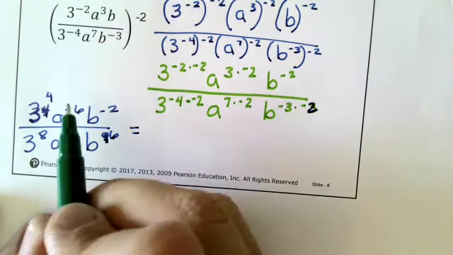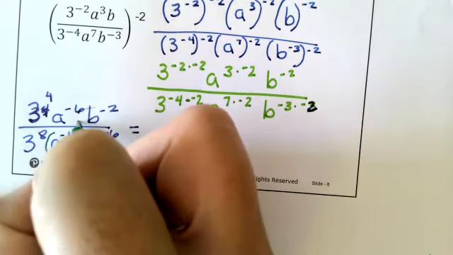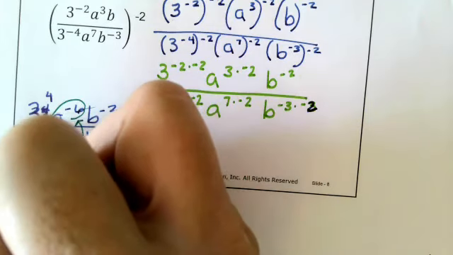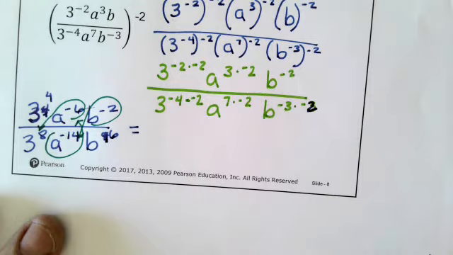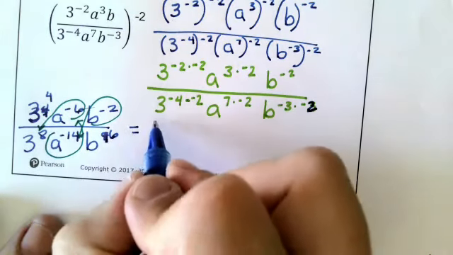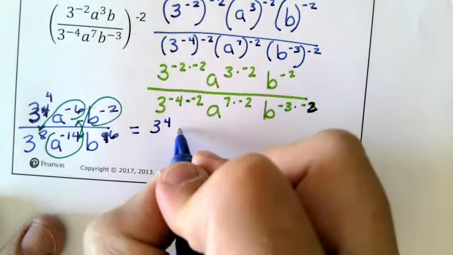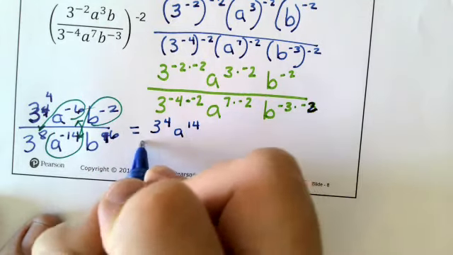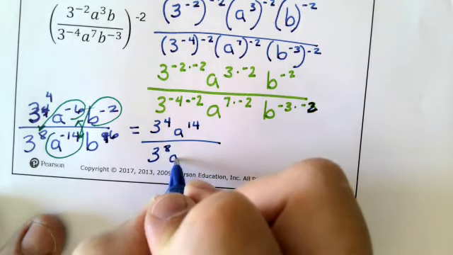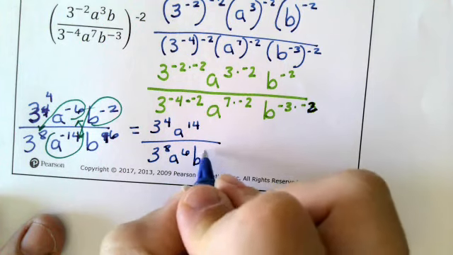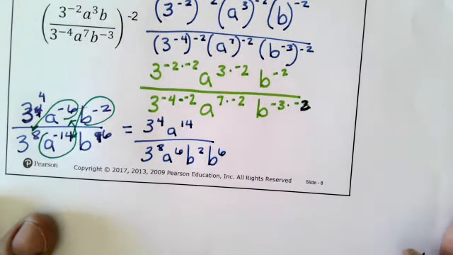And right now, since we only have one exponent for each base, now I can start moving them. I need to move this A up. I need to move this A down. I need to move this B down. Okay. 3 to the 4th, A to the 14th, over 3 to the 8th, A to the 6th, B to the 2nd, B to the 6th. Okay.